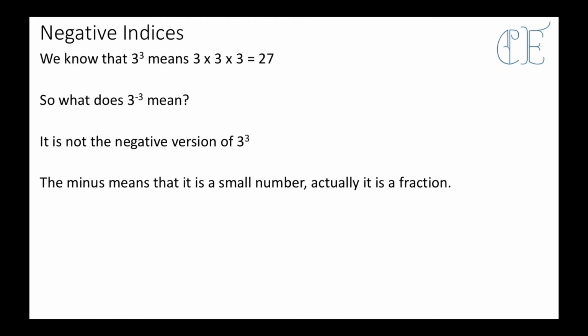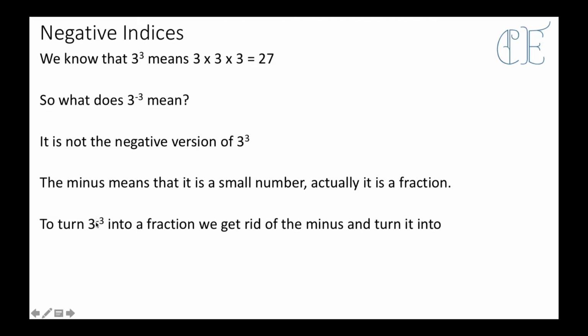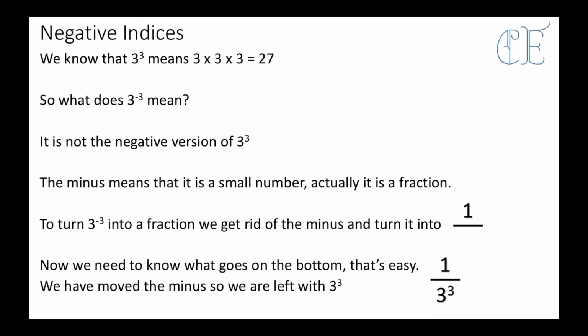So we are going to take away our minus and turn it into a fraction by putting 1 over, and then we decide what to put on the bottom by looking at our question and seeing that the minus has been taken away, and so we just put the 3 cubed in. So 1 over 3 cubed, and 3 cubed is actually 27, so 1 over 27. It's kind of like the same, but with a fraction, with a 1 over it. It's quite easy, it's just getting your head around it.